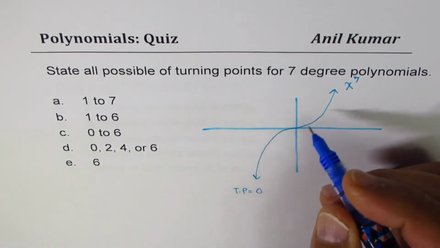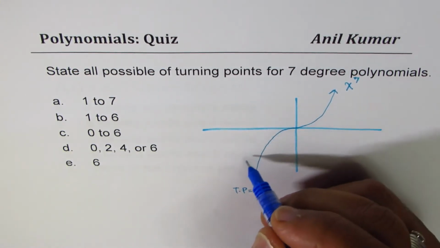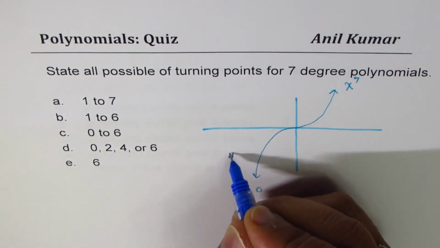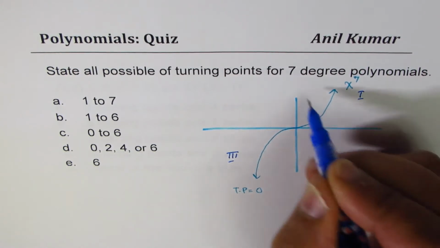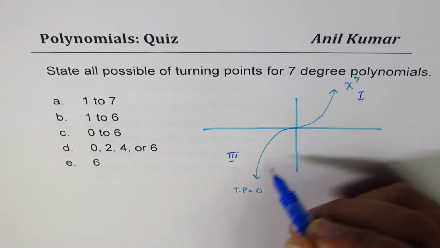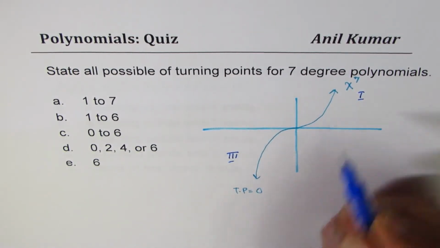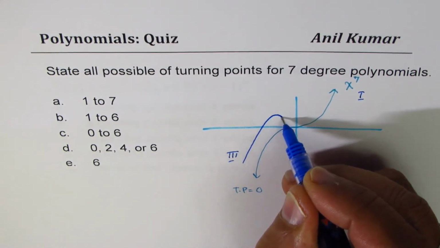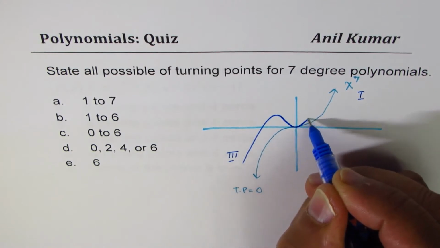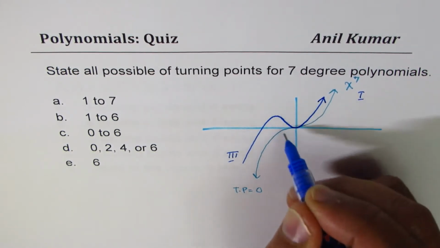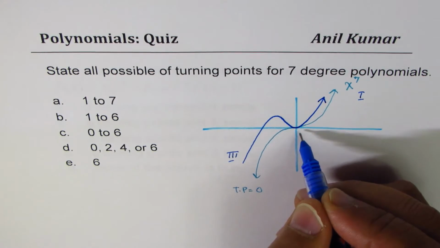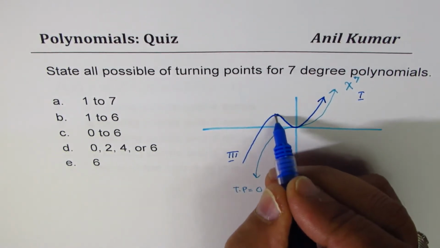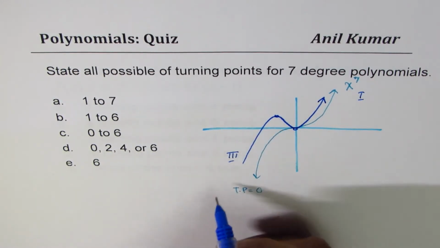Now, you could have a function which could turn and then reach from, let's say this is quadrant 3 to quadrant 1. A 7-degree polynomial moves diagonally. Perfect. So if I have to move diagonally, let me assume that this is a polynomial and it turns. And after turning, it has to turn again to reach this place. How many turning points do you see in this case? You see that there are 2 turning points. One is here, right there. That's the second one, right?